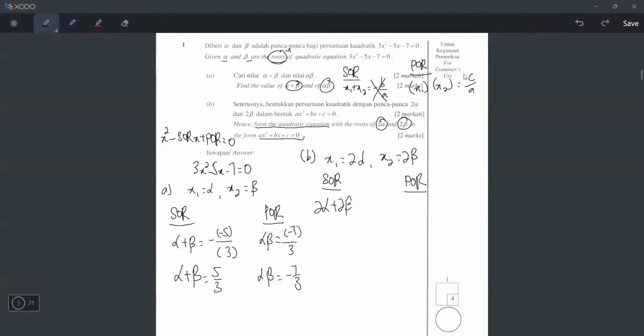So we will not write this, because we are forming the equation. It's just 2 alpha plus 2 beta, and my product of root will be 2 alpha times 2 beta. And same thing, you don't have to write c over a because you don't even know what your c over a is. You cannot take this as your c over a, and you cannot use this equation.